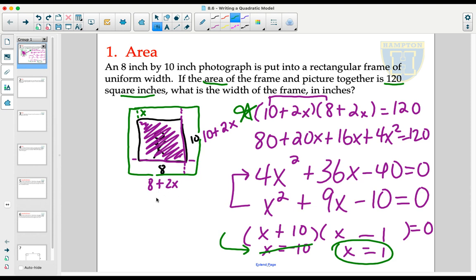Letting x equal 1, that means that this side length would be 10, and that side length would be 12, and the width of the frame would be 1. And that makes sense because 10 times 12 is 120. So an inch was added onto each side of the picture to create the frame. And we got that 1 inch from our two solutions, one of which we can easily disregard.